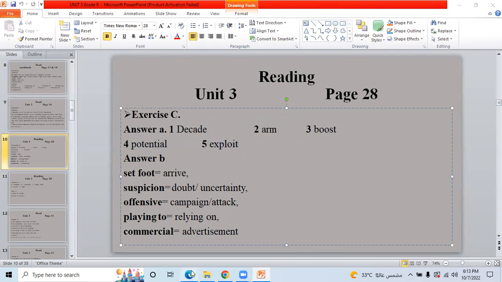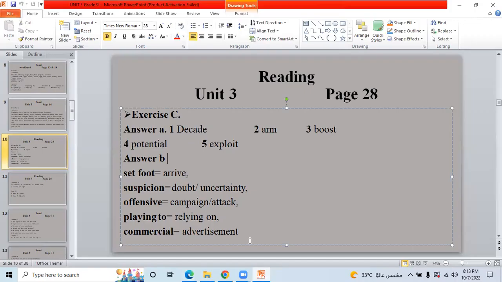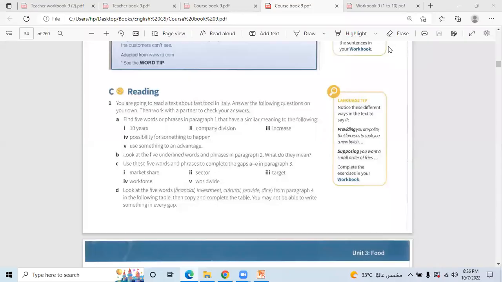All right. Look at this B part. Look at the five underlined words and phrases in the paragraph. What do they mean? You can see here, set foot means arrive. Suspicion means doubt, uncertainty. Offensive means a campaign or attack. Playing to means relying on. Commercial is an advertisement. All right, so let's see the next question.